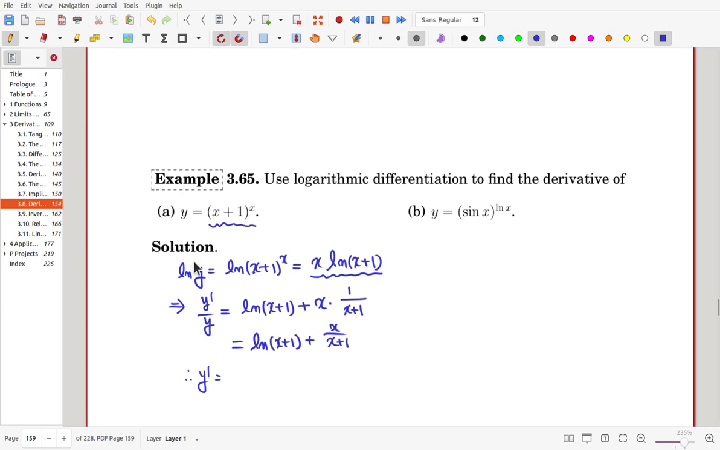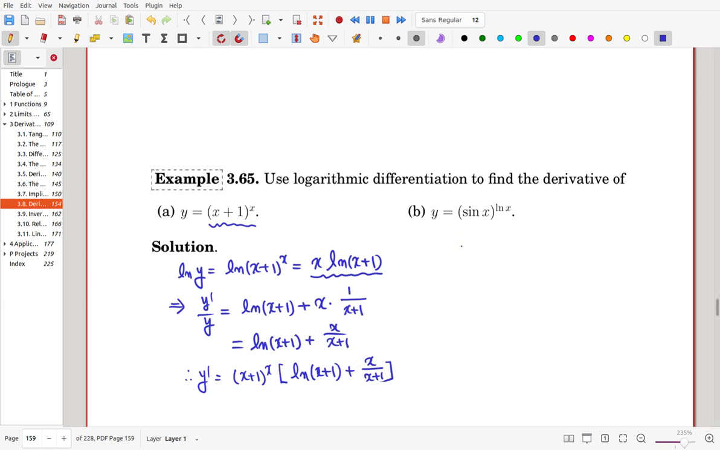So we write down here x plus 1 to the x. And here we have the natural logarithm of x plus 1 plus x over x plus 1. Okay, this is the final answer.